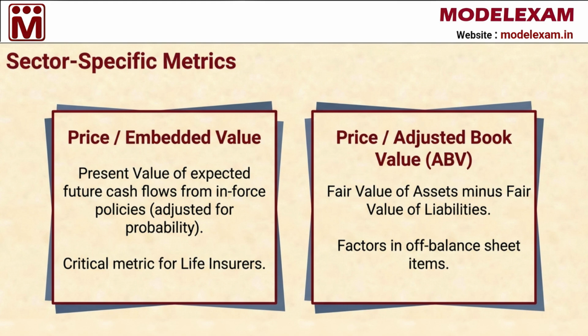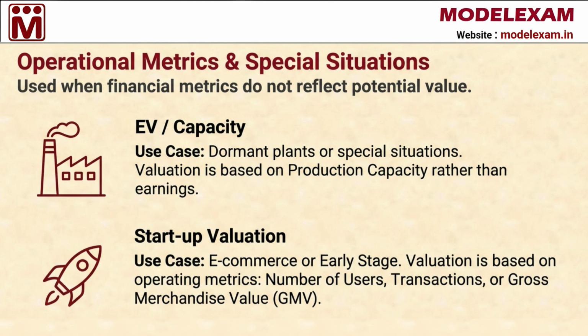Finally, sometimes financial metrics do not reflect the potential value of a company, especially in special situations. For example, if you are valuing a dormant manufacturing plant, you might use EV to capacity, basing the value on its production capacity rather than its current earnings. Similarly, for a startup in e-commerce, traditional profits might not exist yet. In that case, we value them based on operating metrics like the number of users, the number of transactions, or the gross merchandise value.